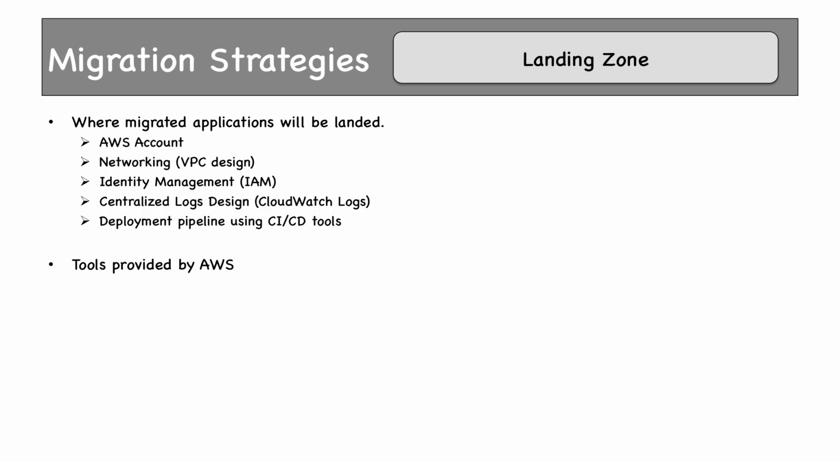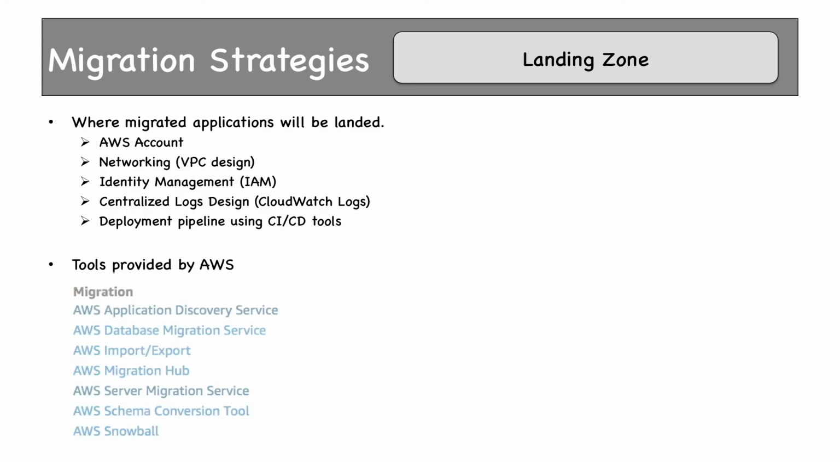We also have multiple tools provided by AWS. These are the ones. AWS Application Discovery Service, which is used to find application dependencies and interconnectivities between applications. Database Migration Service, which is used to migrate databases from on-premise data centers to AWS RDS. We'll discuss AWS Import Export, Server Migration Service, and AWS Snowball. Schema Conversion Tool is used to perform homogeneous and heterogeneous database schema migrations. AWS Migration Hub can be used to track migration tasks across multiple AWS tools.